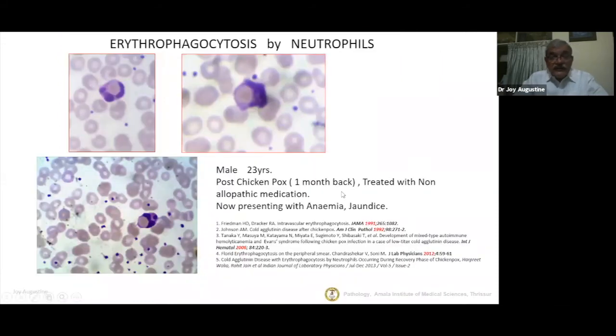Then this is a case which we saw in Trichur Medical College 8 years ago. And this was a post-chickenpox patient, who came with severe anemia. And this is what we saw: erythrophagocytosis by the neutrophils. And this has been described. We thought it was fairly new. When we checked out the literature, it is not uncommon at all. Lots of reports are there. Of course, it's uncommon, but it's been reported several times. So this is one of the things.